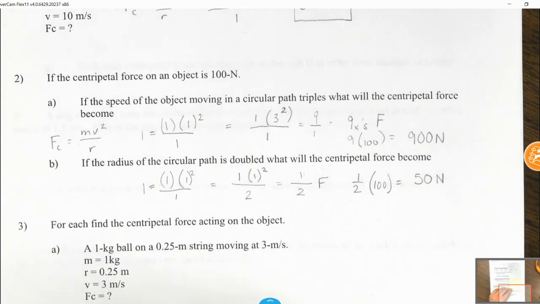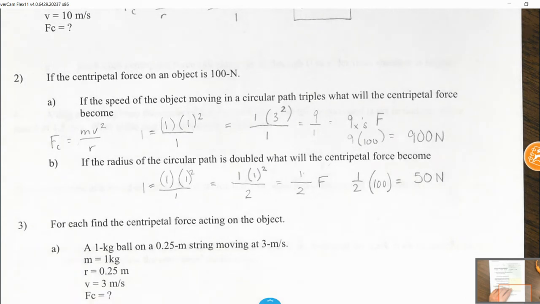Now I know this isn't on there, but I want to see how would we do it? Let's say, what if we doubled the velocity? Double the velocity, but also the radius.